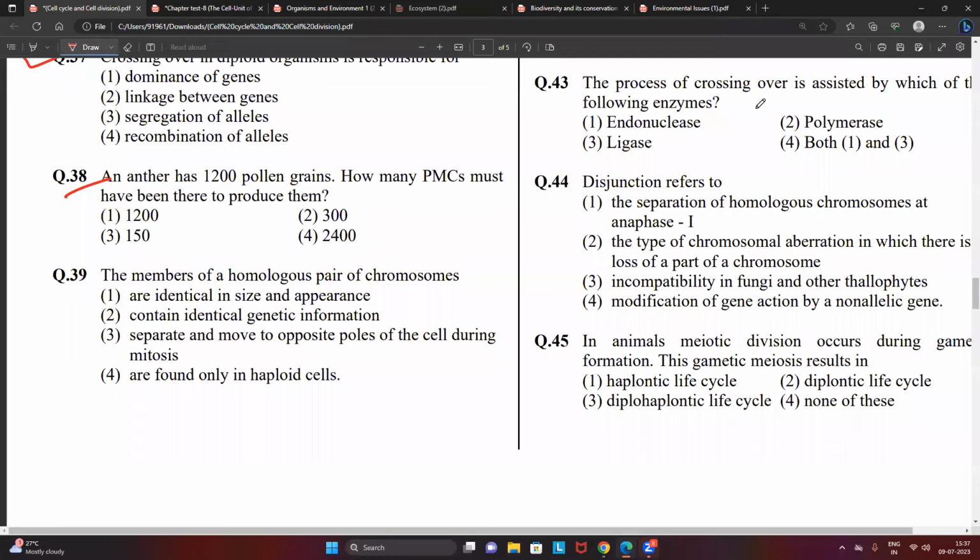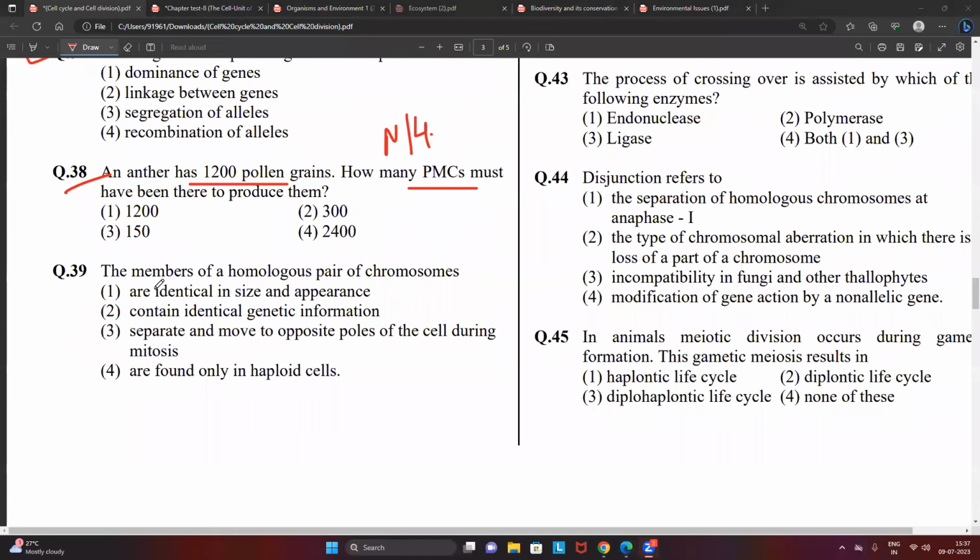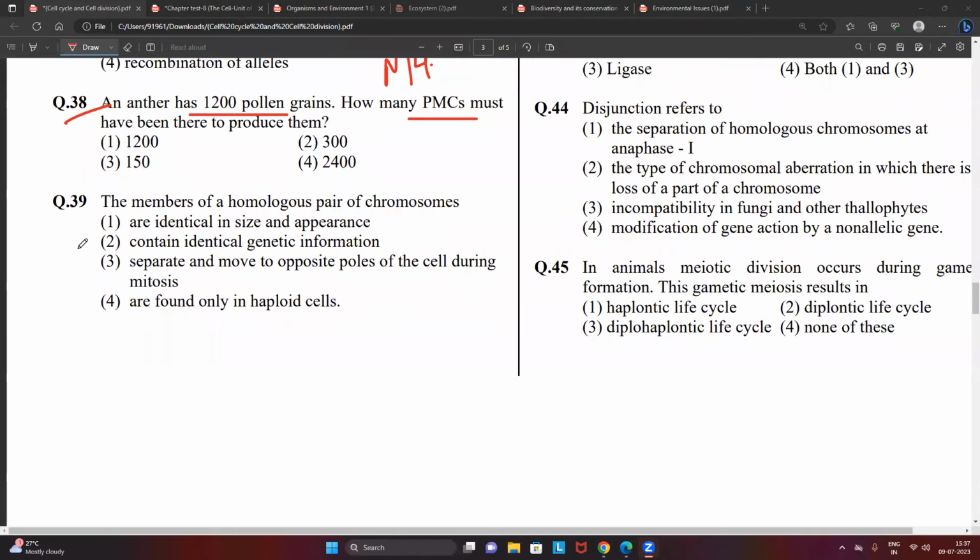Okay. Tell me, Murali, what is the formula for this? What will be the formula? Always use the simple formula, n by 4. Correct? So the anther has 1200 pollen grains. How many pollen mother cells must have been there to produce them? n by 4, which is 300. Good.